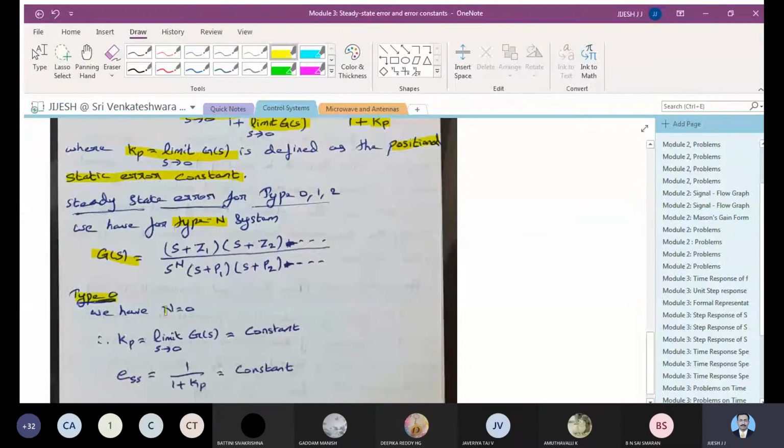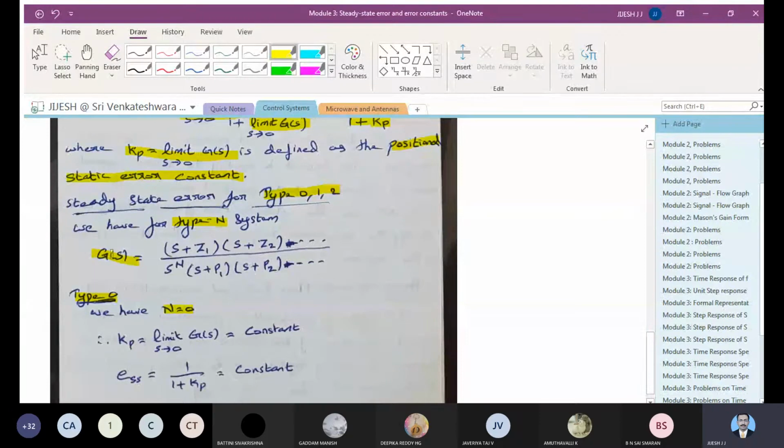This is the general equation, and we are going to proceed with these three types, type 0, 1 and 2, and we are going to see what the equations are for type 0, type 1 and type 2. So when you go with type 0, we have n is equal to 0. Here it is a type n system, so g of s is this one. When it is type 0, n will be equal to 0.